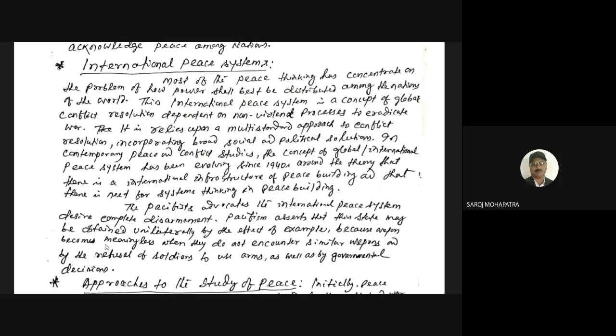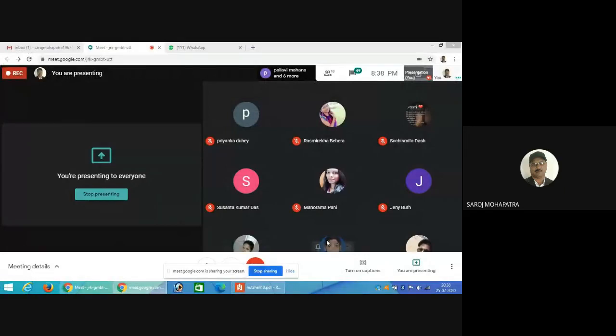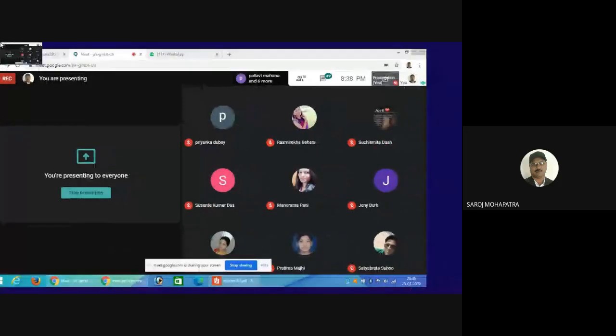The pacifist advocates the international peace system to desire conflict resolution. It is an important thing. If all the states forgive the tests and also the use of nuclear armament, and they follow the disarmament policy, then international peace can be possible.